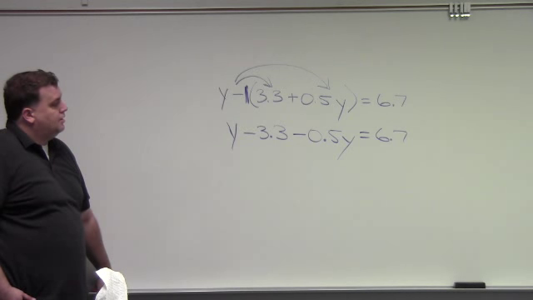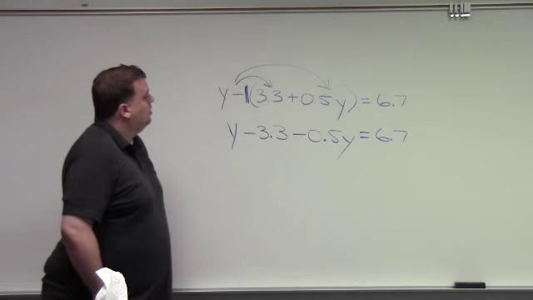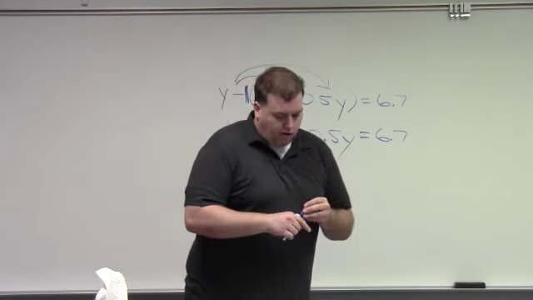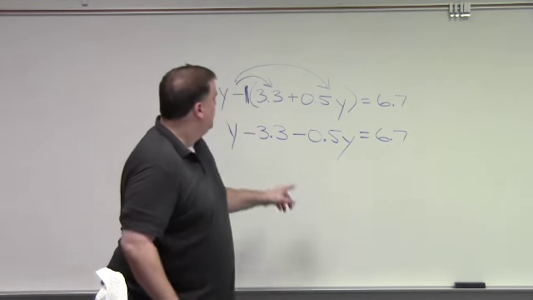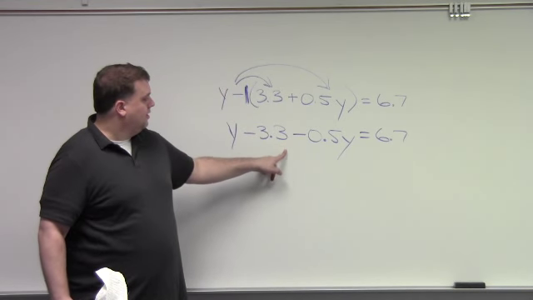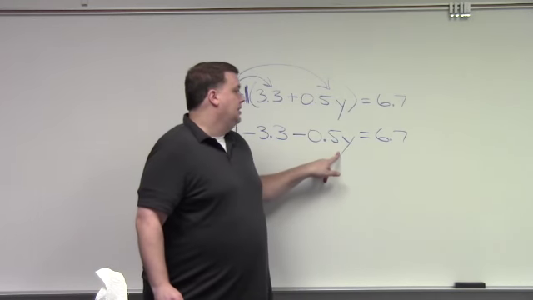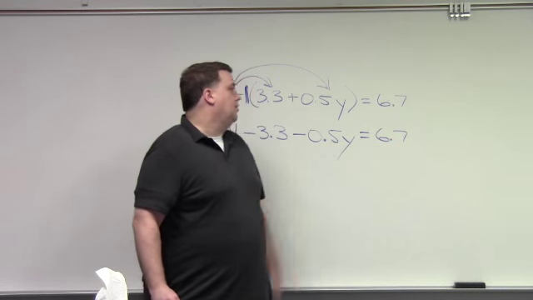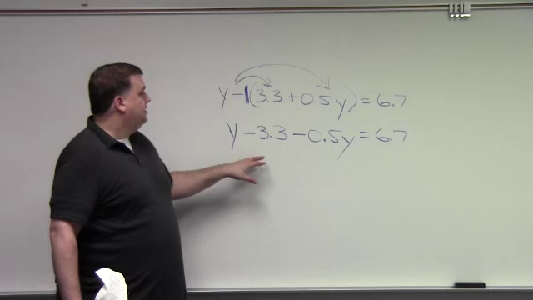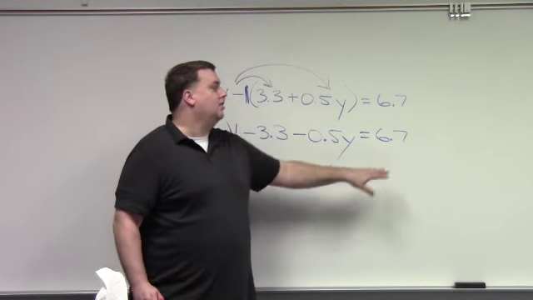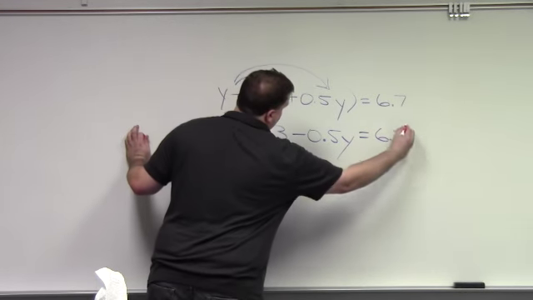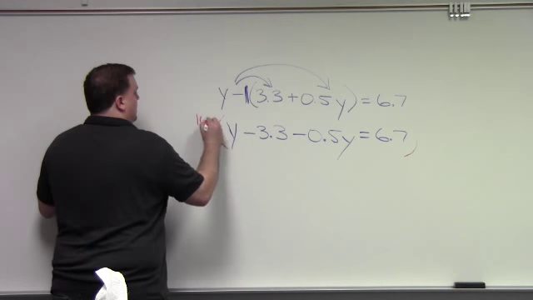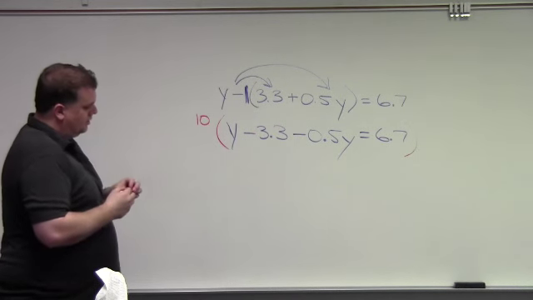So, just like fractions, we can clear decimals if you don't want to work with them. What are all my decimal places? What decimal place is this right here? Tenths. So the most number of decimal places I have is the tenths. So I could multiply everything by 10. And that's going to clear my decimals.